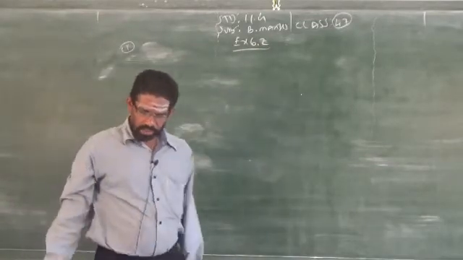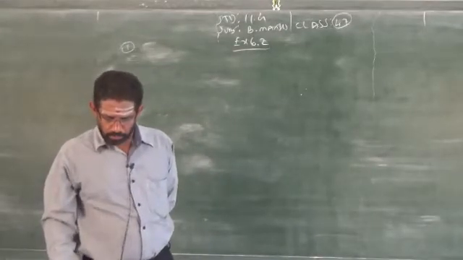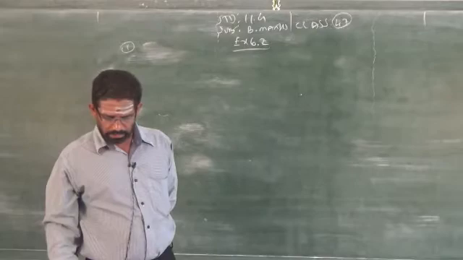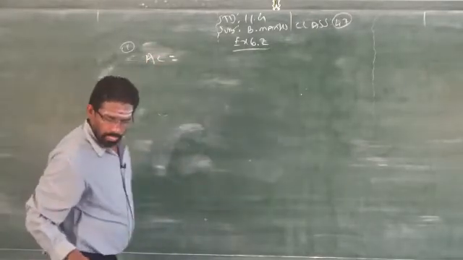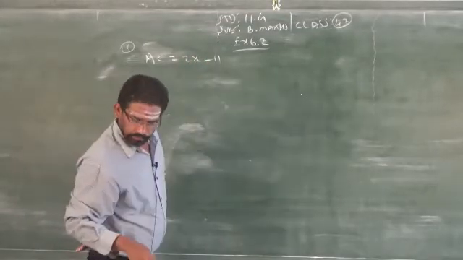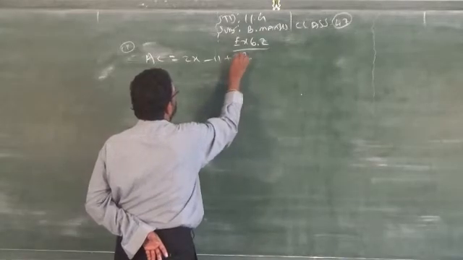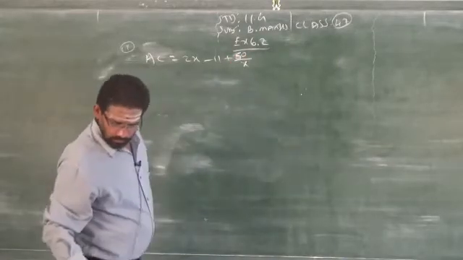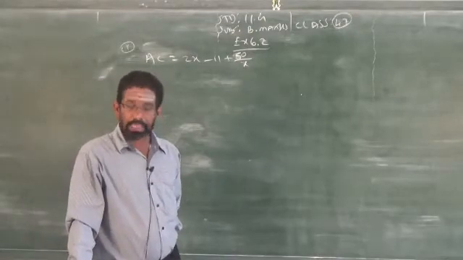The average cost function associated with producing and marketing x units of an item is given by AC = 2x - 11 + 50/x. Find the range of values of the output for which AC is increasing.